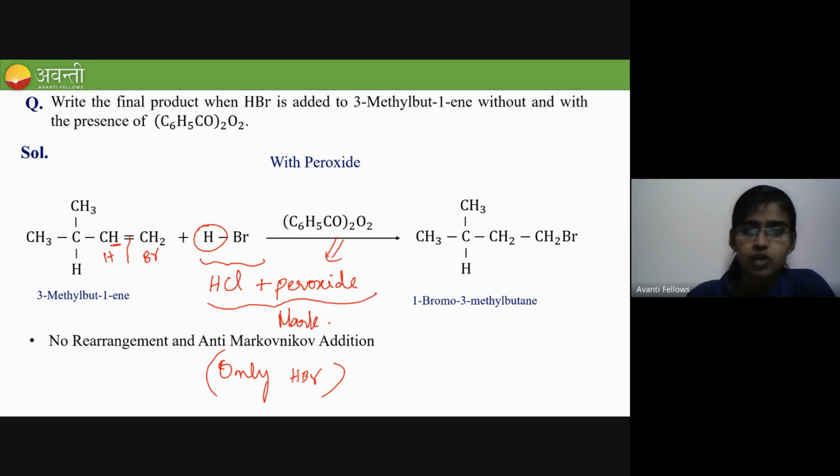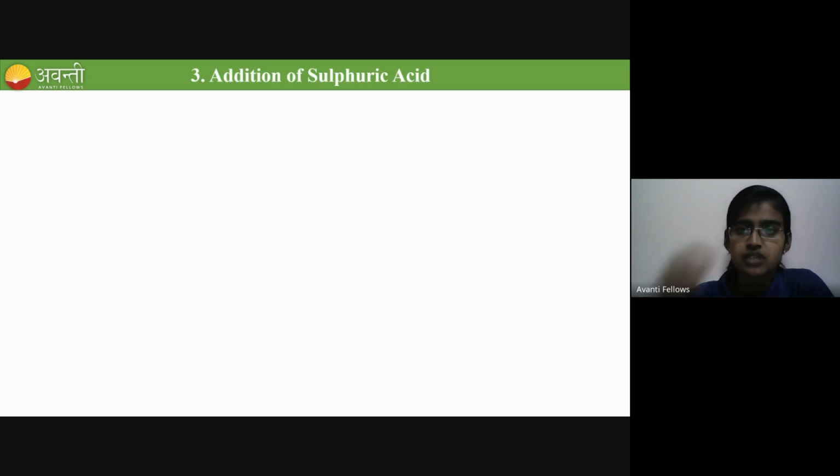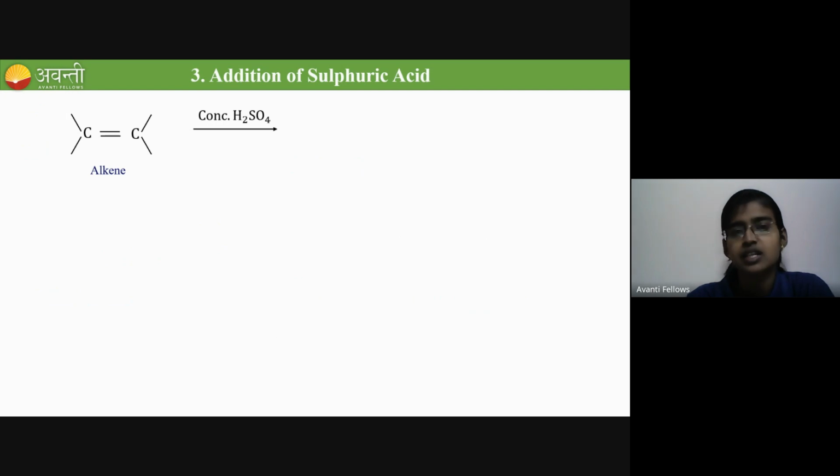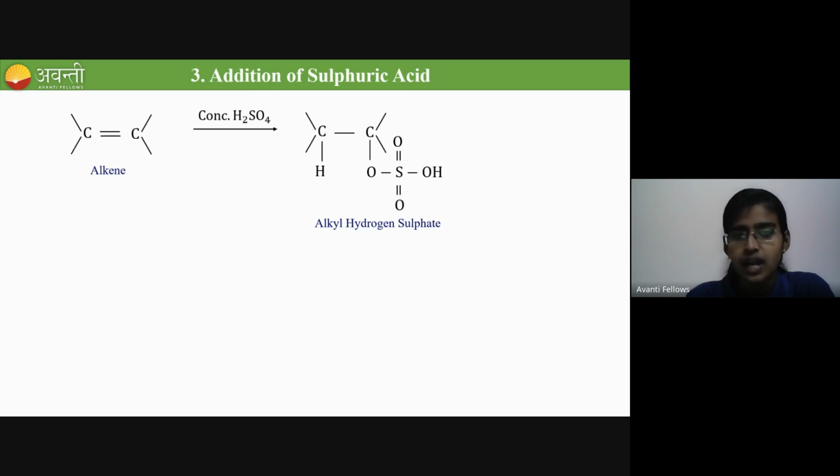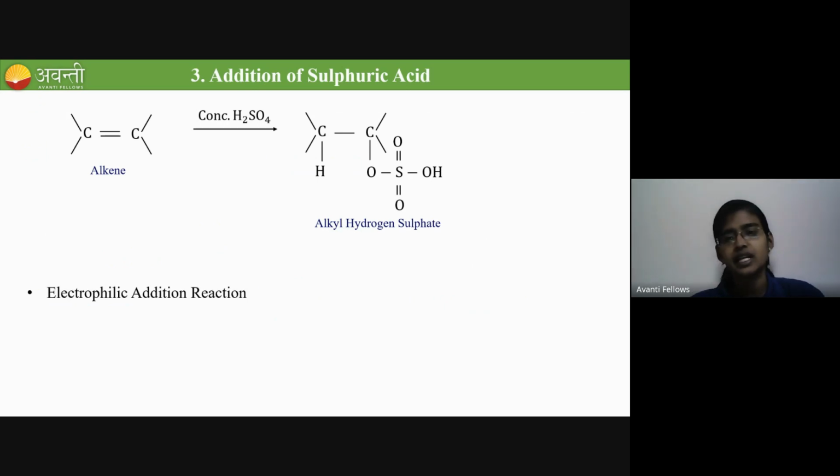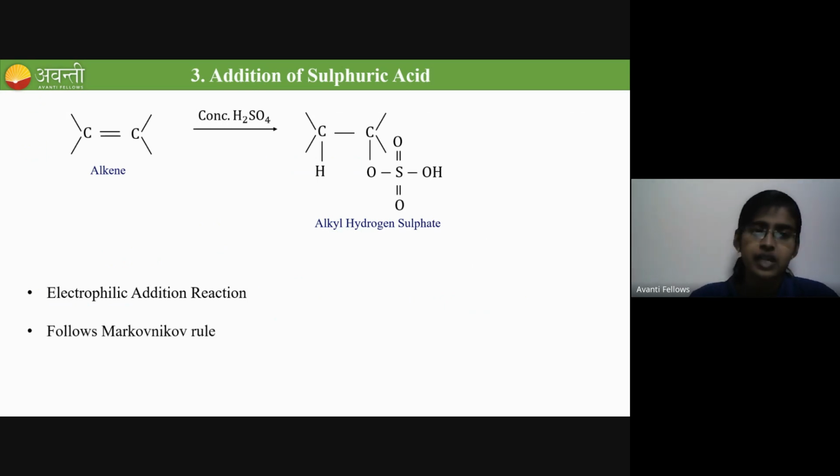Now we will move on to the third addition, that is the addition of sulfuric acid. What is the formula for sulfuric acid? It is H2SO4, right? Let us take an alkene and try to add concentrated H2SO4, and it leads to this product, called alkyl hydrogen sulfate. The name of this reaction is electrophilic addition reaction, and it also follows Markovnikov's rule.